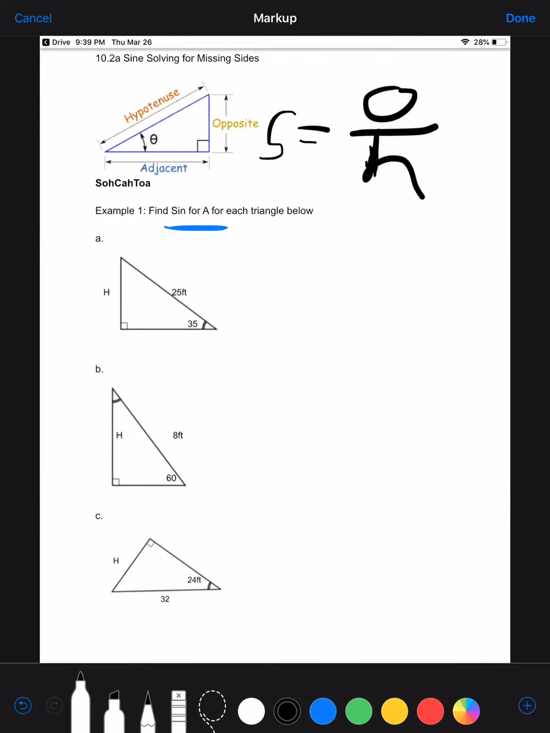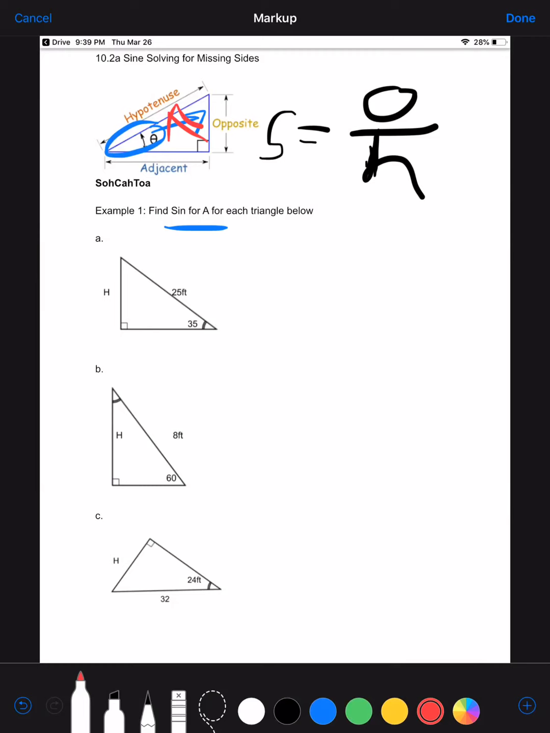Hypotenuse, make it look like an H. So we always got to remember to look from wherever angle they're giving us. So for our example, it's in the bottom corner. Opposite is always across from that angle, and our hypotenuse is always across from the right angle.